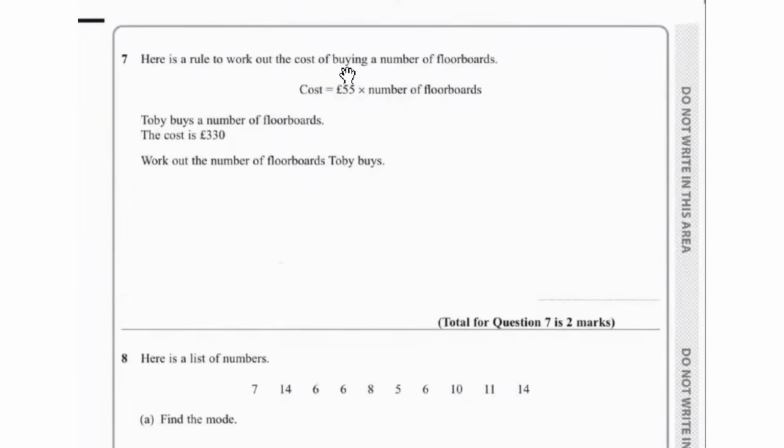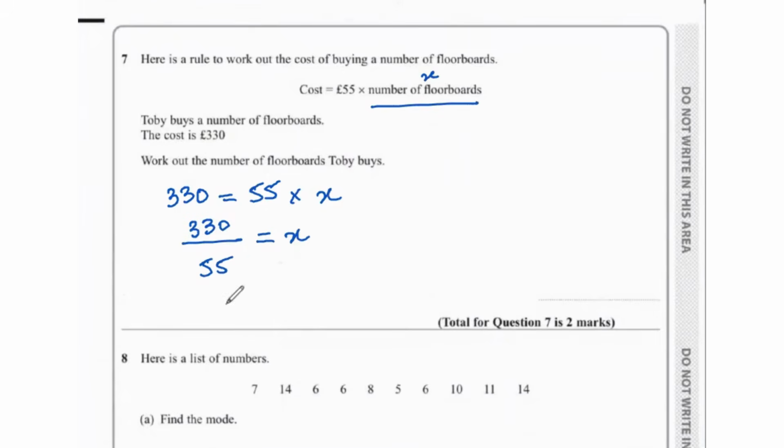Then here's a rule to work out the cost of buying a number of floorboards. The cost is 55 pounds times the number of floorboards. So Toby buys a number of floorboards. The cost is 330 pounds. We have to work out the number of floorboards that he's buying. So 330 equals 55 times x, x being the number of floorboards. So 330 divided by 55 equals x. It's going to be 30 divided by 5, and that is 6. So he buys 6 floorboards.